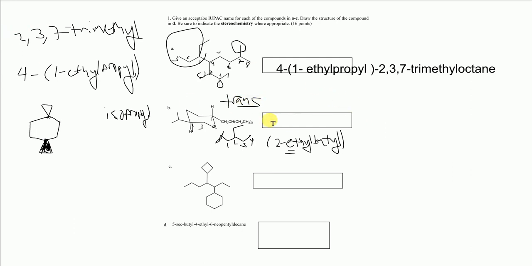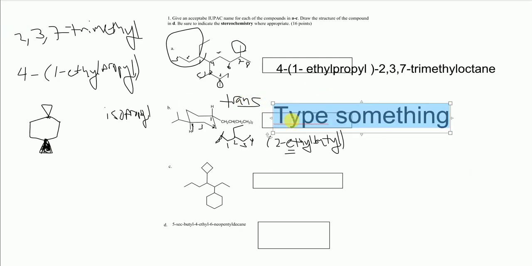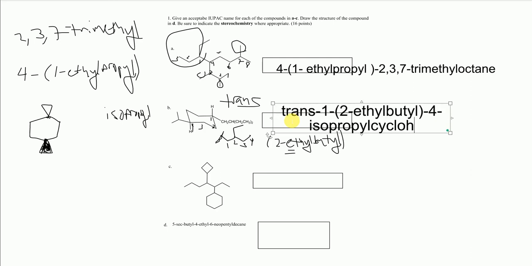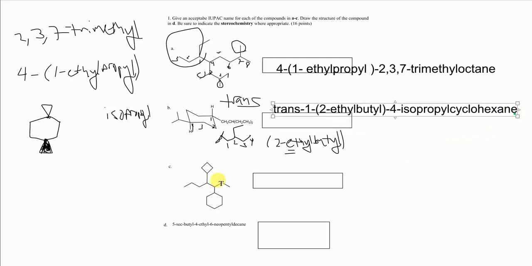Right, need to hurry up here. So I have trans, right? And then I have on position number 1, I have 2 ethyl butyl. And then on position 4, I have isopropyl cyclohexane. Okay. All right, so I have this. And then now let's do this molecule.